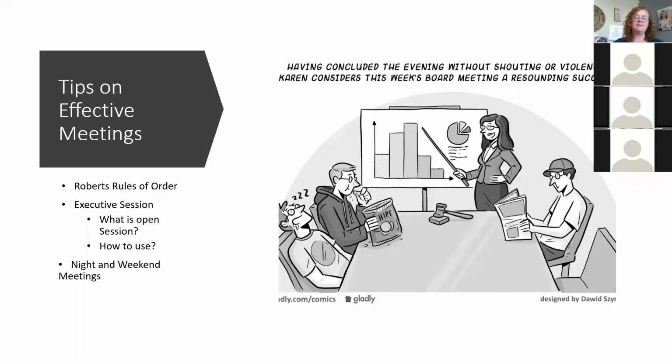And some tips on how to run those meetings. Again, Robert's Rules of Order will send you a really great, simple cheat sheet for that. Understand executive session can only be used for a handful of things. So when we're establishing the agenda for those meetings, your executive session can be used for contract negotiation, legal matters, action against another homeowner, or if you have employees, potentially human resources issues.